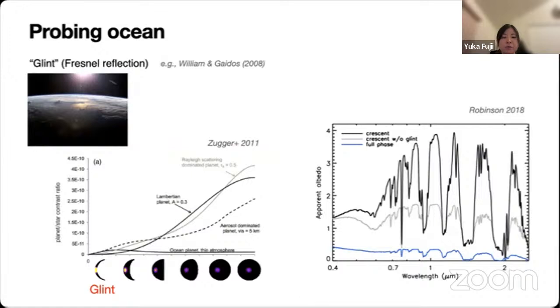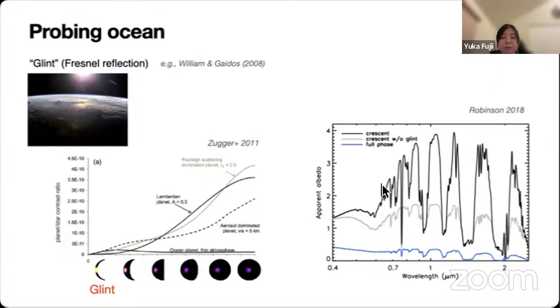And at crescent phase, apparent albedo increases. And also the overall spectral shape changes, as shown in this figure taken from Vincent et al. 2018. The black line shows the reflectance spectra at the crescent phase with ocean glint.